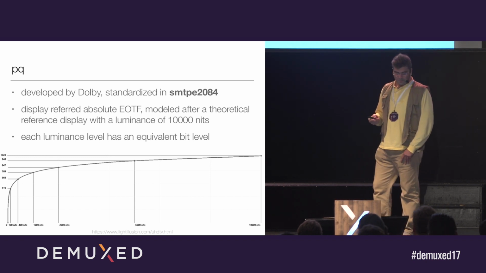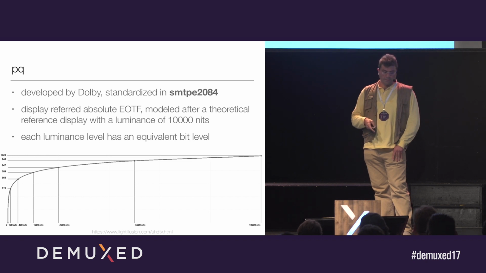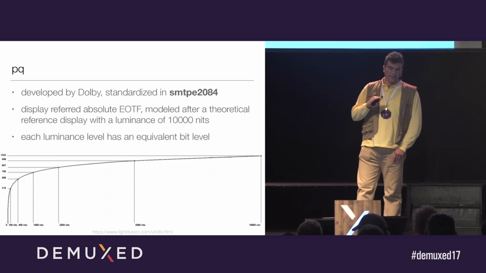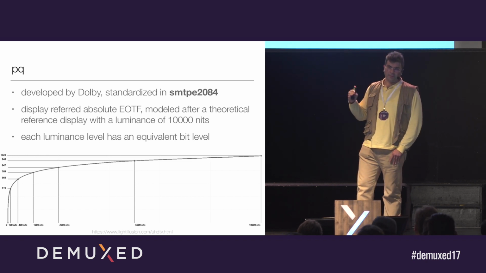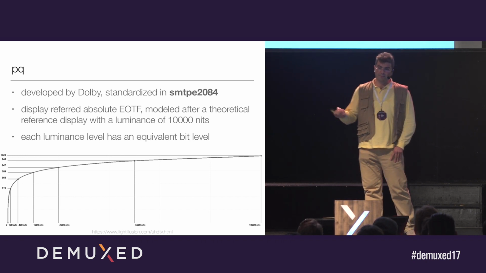So, for example, 10 bits can represent 1,023 levels. It can be shown fully only on a 10,000 nits display.